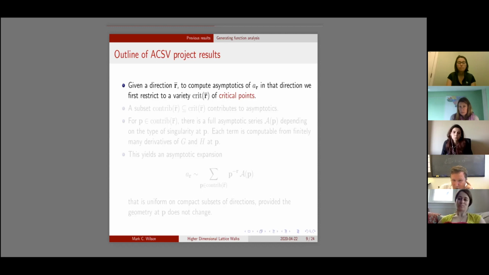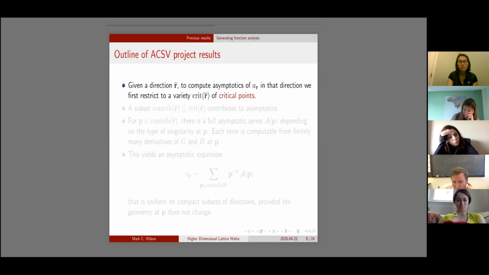So let's imagine we're going along a specific ray, and we just go out there. Now, it turns out that in order to produce asymptotics in that direction, you first need to calculate a variety, what we call critical points. So they're given by algebraic polynomial equations, right? And we'll see that, hopefully.